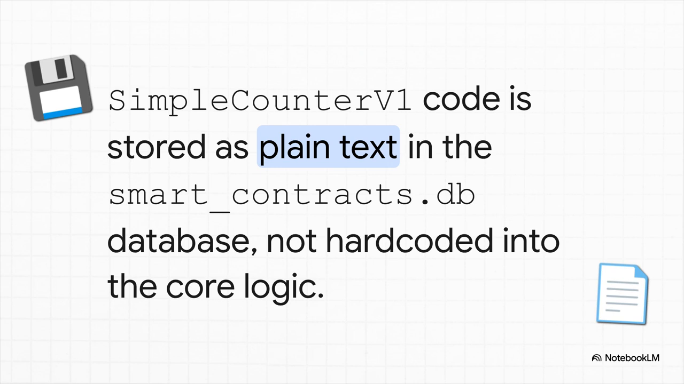Look at this. The smart contract code itself isn't hardwired into the blockchain's core. Instead, it's just stored as plain text in a database table. Think about that for a second. The contract is treated not as code, but as data. This separation is what makes the whole thing so incredibly flexible.